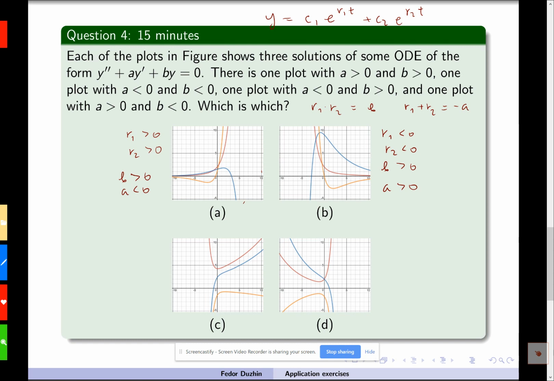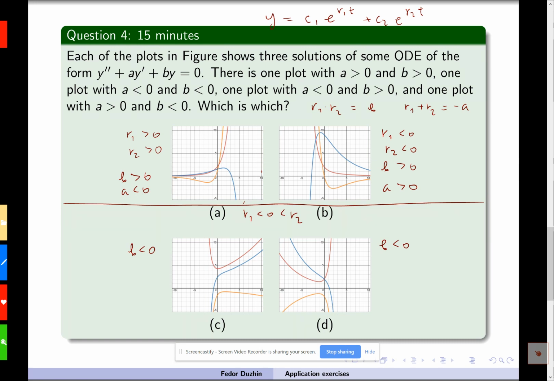So plots C and D are a bit trickier. In plots C and D, R1 and R2 are of opposite signs. So one of them is positive, another one is negative. So in both C and D, say R1 is going to be negative and R2 is going to be positive. Right? So which means that in both cases, the product of the roots of the characteristic equation is negative. Well, but how can we figure out the sign of A?